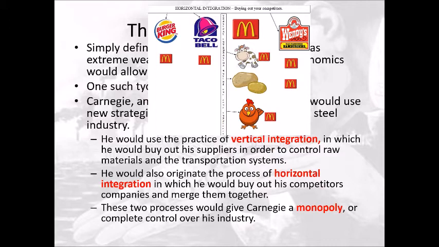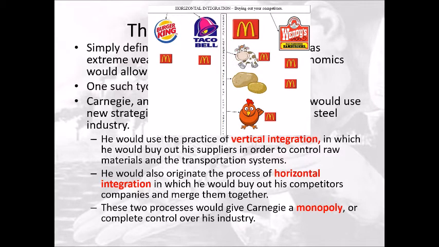Here's a demonstration of horizontal and vertical integration. As you can see, taking McDonald's, for instance, and their competitors. Across the top, you can see Burger King, Taco Bell, and Wendy's. If McDonald's would buy out every one of those, that means they used horizontal integration to buy out all their competitors to do away with them, and they'd be all by themselves. Can't do that today, but it's coming to that in some places.